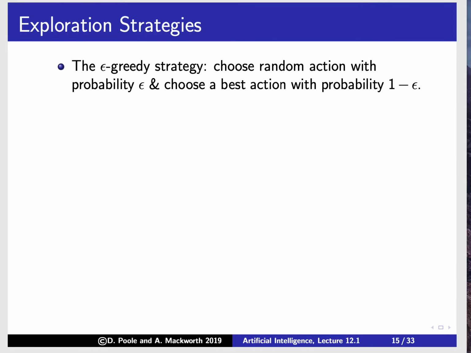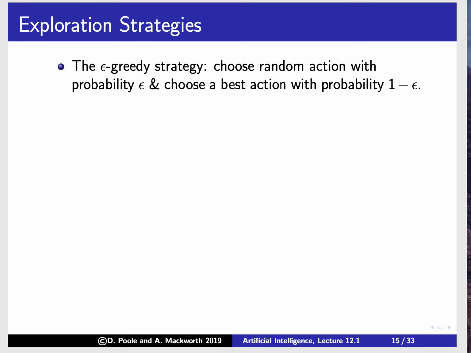So here are some exploration strategies to use. The simplest one is called the epsilon-greedy strategy. We're going to choose a random action with probability epsilon and choose the best action with probability 1 minus epsilon. So epsilon is how much we're going to explore. If epsilon is small, we're going to explore a little bit and exploit, but epsilon could even be 1, and then it's just going to act randomly.